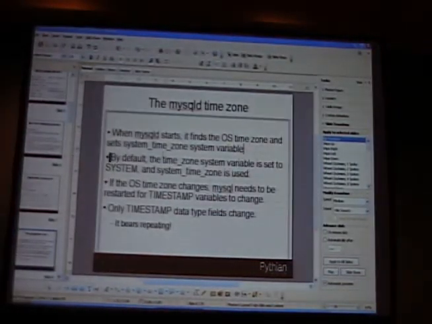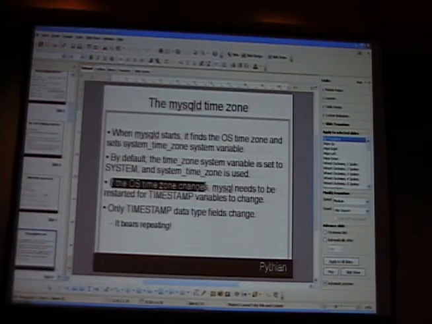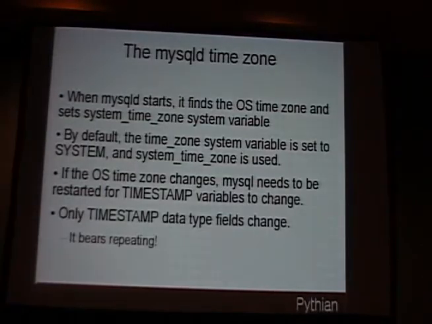By default, the time zone system variable is set to system, and the system time zone is used. So that's probably what you have on most of your servers. If the OS time zone changes, MySQL needs to be restarted for timestamp variables to change, and only timestamp data type fields change. That bears repeating because if you have datetimes, they don't change. A lot of us might just interchange the two of them. For example, timestamp also allows you to do on insert current timestamp, on update current timestamp. Only the timestamp field allows you to do that. So you can run into problems where you need timestamps in some things, and datetimes in other things.